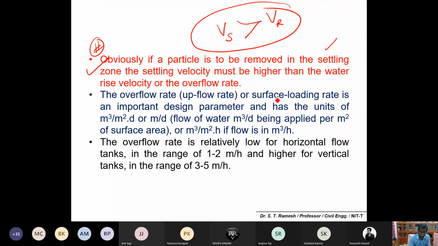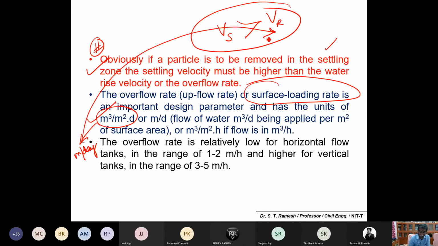And overflow rate, or otherwise we call it surface loading rate, is an important feature, and its unit, as we have already discussed, is meter cube per meter square day. If you convert, it will come down to meter per day. That is also a velocity. So please make a note: surface loading rate or overflow rate, or you can simply call it upflow rate. That's very simple. The definition is meter cube of water being applied per meter square of surface area. Please make a note of this.